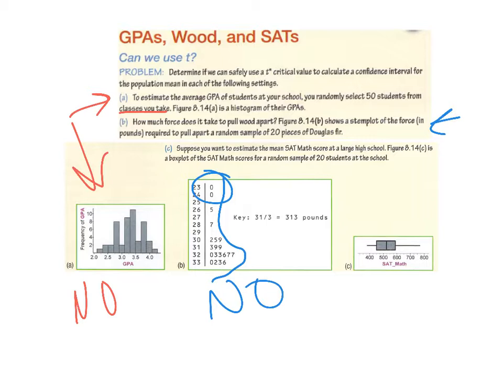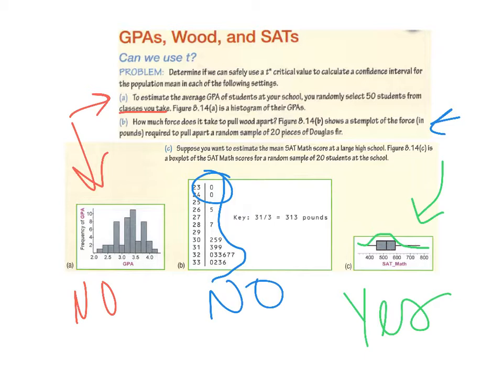The last one here, part C, shows us a box plot, and we're wanting to estimate the mean SAT math score at a large school. I have a box plot of their SAT math scores for a random sample of 20 students at the school. So for this one, we would say that we would be able to use this. It does meet our condition of random. While it's not a large sample, nor do we know the shape of the population distribution, when we look at this graph, we can see that it would have a moderate skew and no outliers. So we would assume that we could go ahead and use our t-distribution here.